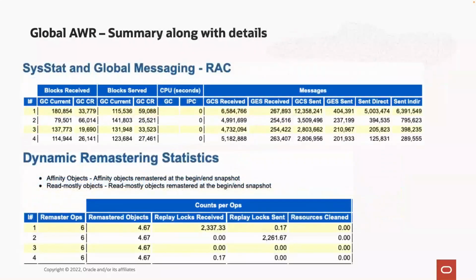We also provide what we call the sysstat and global messaging information for the 4 nodes. In this case, you can see for each node the blocks received, the blocks served, the amount of time, and where it was spent, right? Whether it is the enqueue or the block itself, whether it was sent directly or indirectly, all this across the 4 nodes. We also have dynamic remastering statistics, which show how much DRM contributed to making sure that your workloads can scale better.